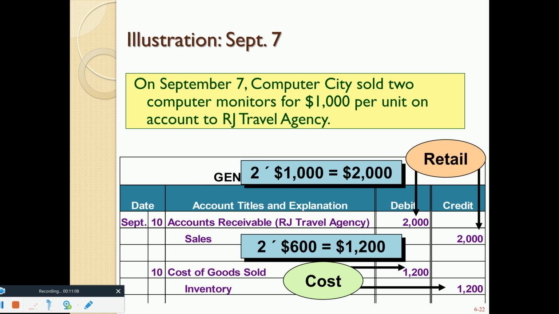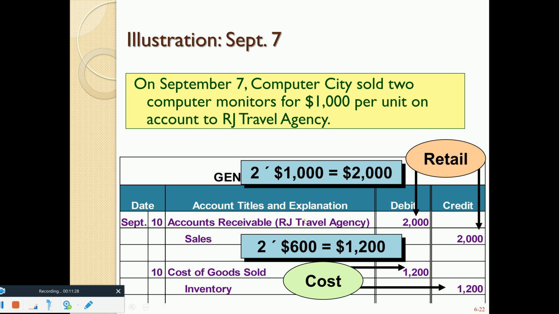So on September 7th, there's a little typo here. It says September 10th in the date column. Let's make that September 7th. What we're going to record is 2 journal entries upon the sale. We sold it for $1,000 each, and we sold 2 of them. 1,000 times 2. The sale is for $2,000.